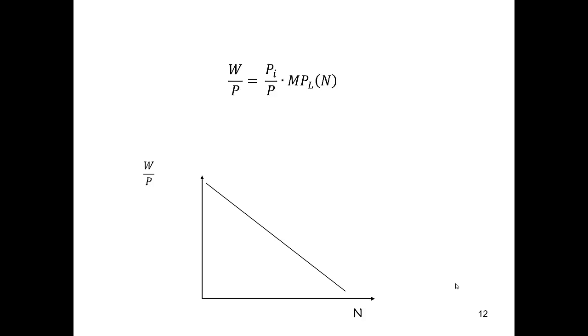If we take this equation then, we can graph that just as we did before. The difference is that now on the vertical axis, we put the real wage, W over P.